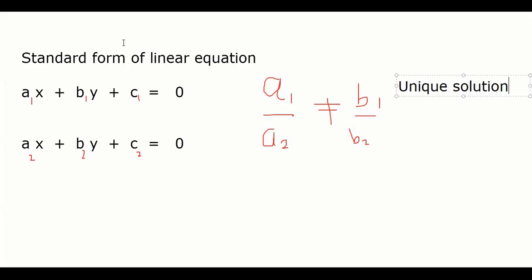But let's try the second condition also. If a1 by a2 is equal to b1 by b2, but they are not equal to the ratio of the constants, c1 by c2, then no solution, because lines तो parallel हो गई, तो no solution.